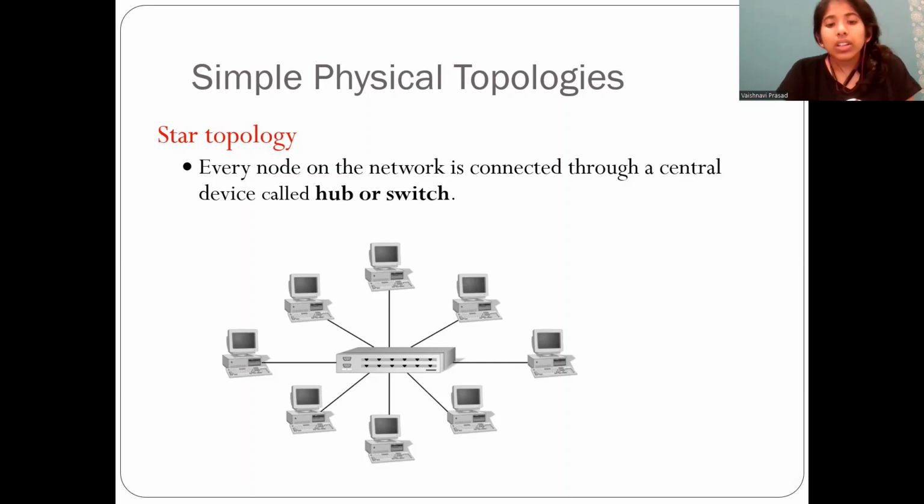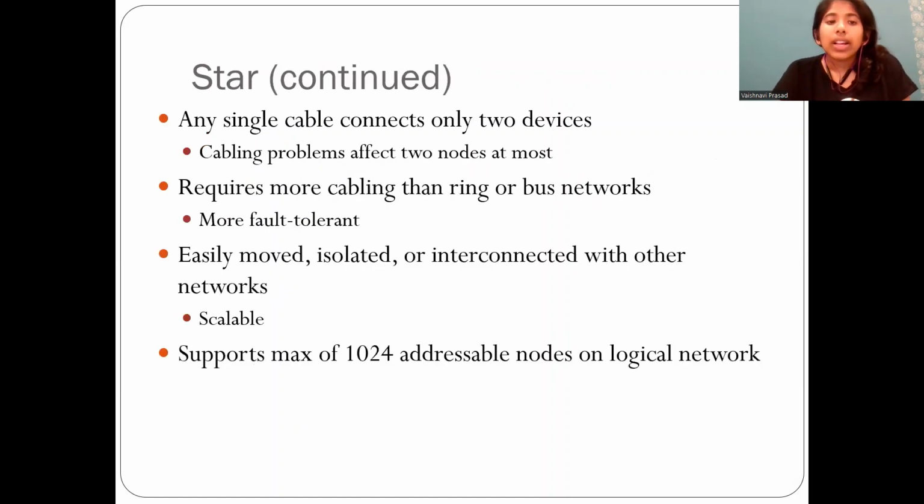So in this figure, they have kept a switch because it contains many ports. Any single cable connects only 2 devices. Cabling problems affect 2 nodes at most. So in this case, only 2 or 1 nodes will be affected if there is any kind of cable problem, because it's directly connected to the hub and not any other nodes. Requires more cabling than ring or bus networks.